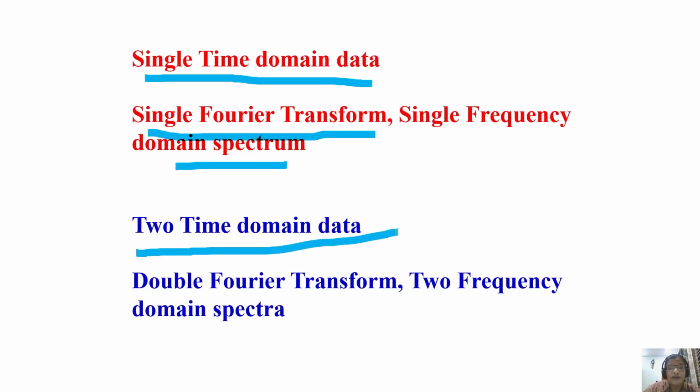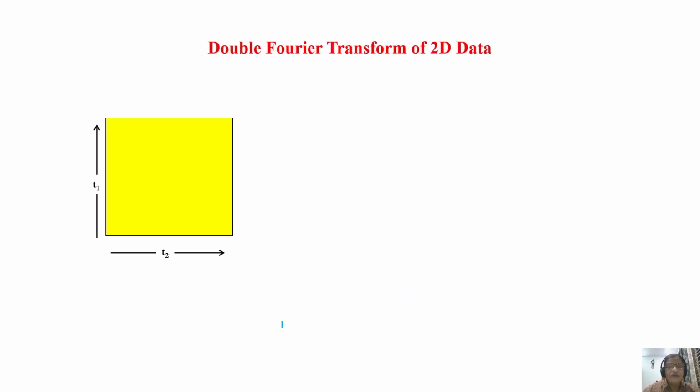Now we have two time domain data. Data acquired in the time domain, oscillatory decaying, damped oscillation decaying signal in the T2 period and also in the T1 period. So we have two time domain data, make double Fourier transformation in both the dimensions. Do the Fourier transformation in this dimension and Fourier transformation in this dimension. Or in other words, do the Fourier transformation in the T1 dimension and also do the Fourier transformation in the T2 dimension. You can do double Fourier transformation. What you are going to get is two frequency domain spectra. So you are going to get frequency in both the dimensions.